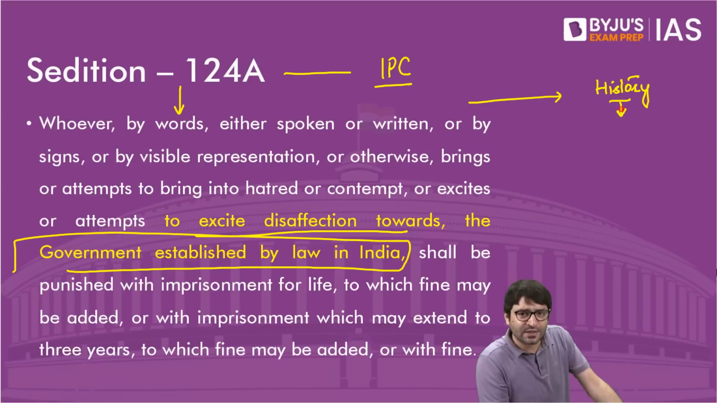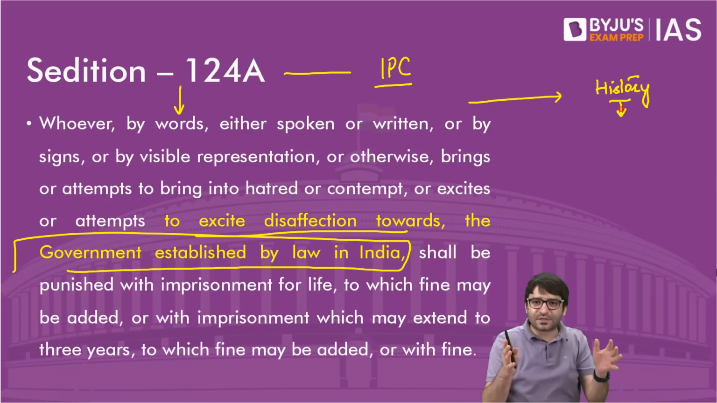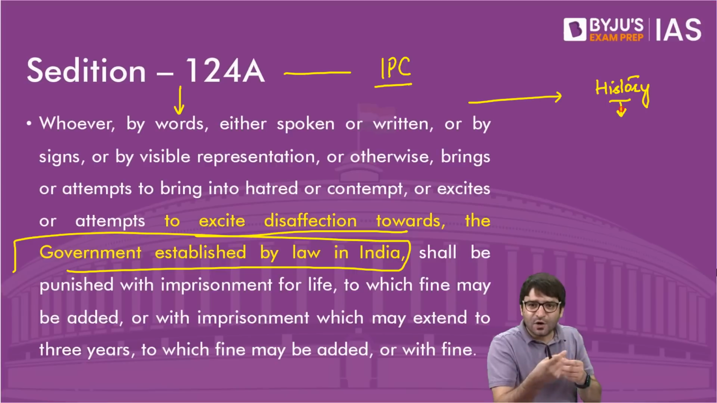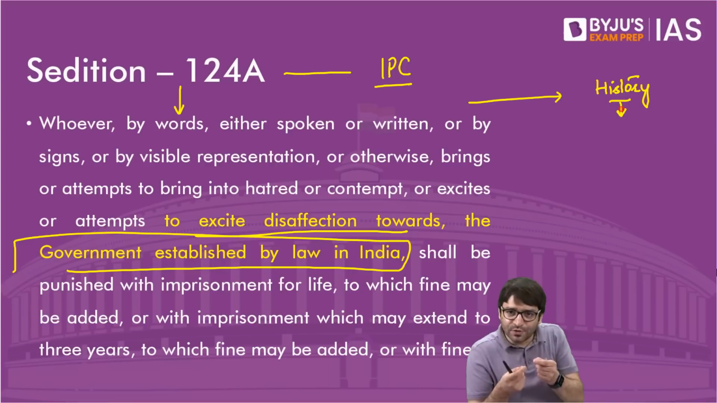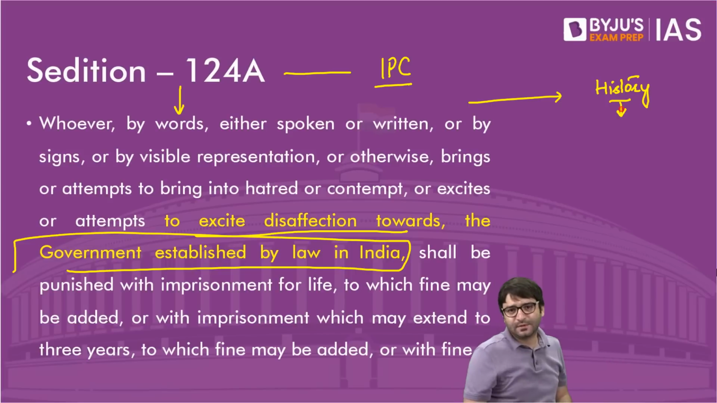The British realized that through these words, through these speeches, through these pamphlets, through these articles, through these drama performances, through theater, what are these Indians trying to do? They are trying to excite, promote disaffection against the government established by law, which is the British government in India.